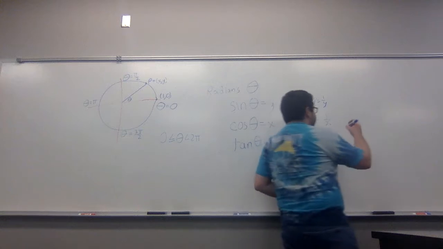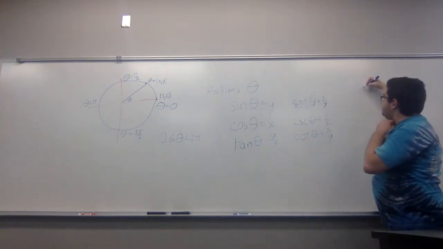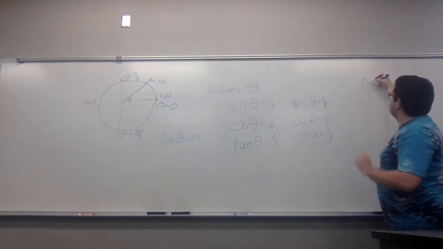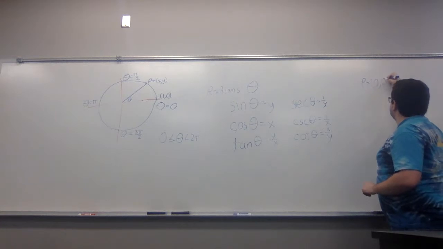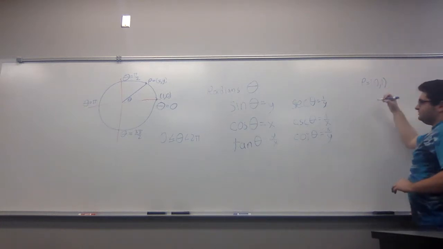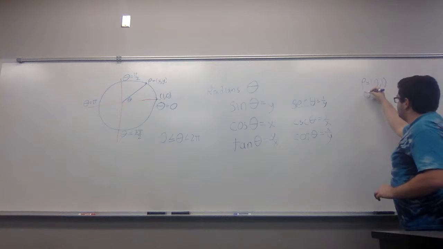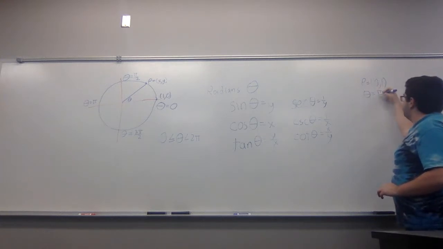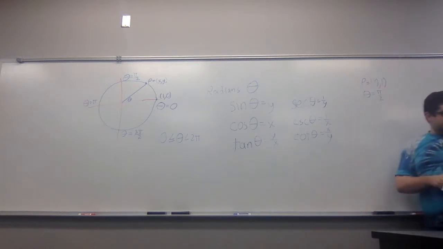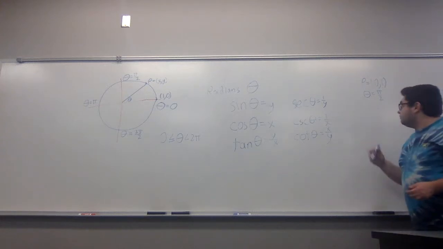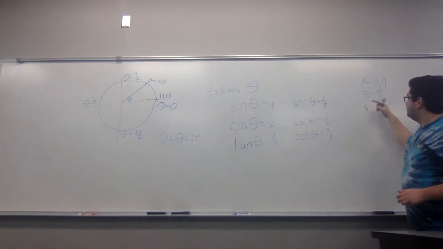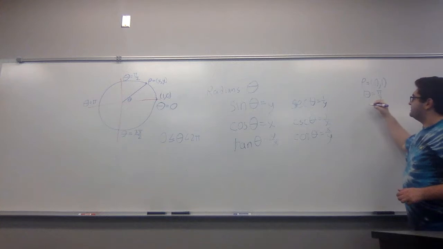Now let's do an example here. Let's say we have P equals (0, 1), which we had said was theta equals pi over 2. Now if we were to look at, actually, let's do cosine first.